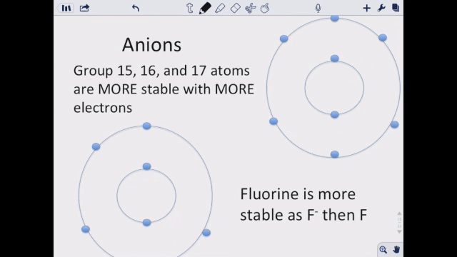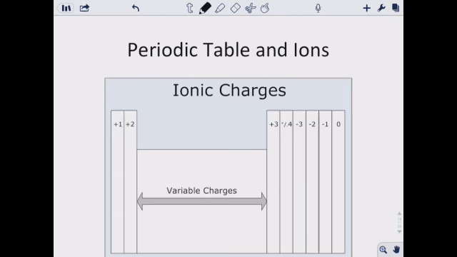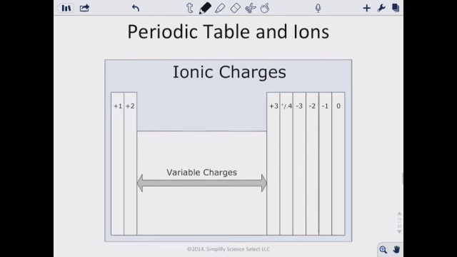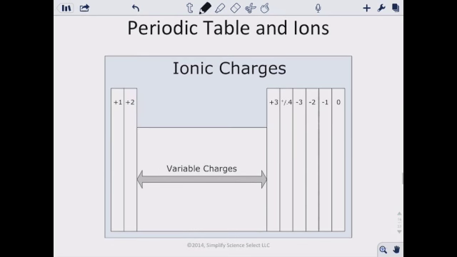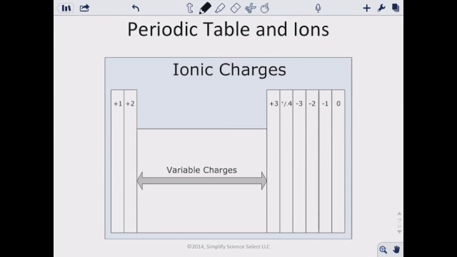Now an anion, those are groups 15, 16, 17, are more stable with more electrons. And that's why we see that fluorine, being in group 17, gains 1 to look like a noble gas. So these are our charges, and you can write these on your periodic table. It's really important to memorize this. Group 1 has a +1 charge, all the way down. Group 2 is +2. Group 13 is +3.